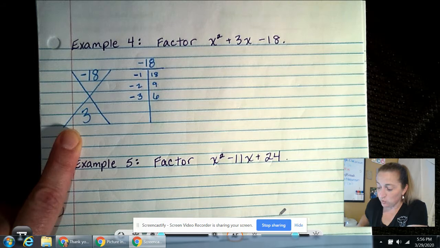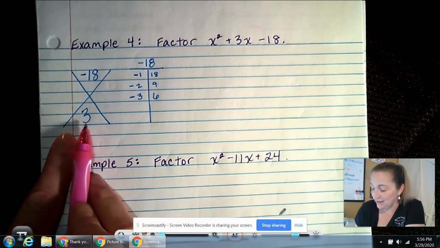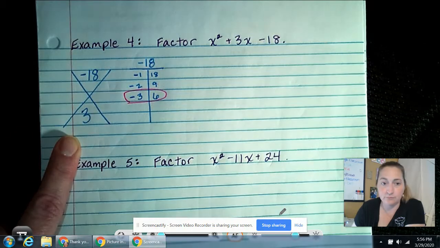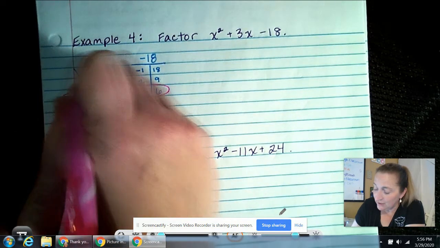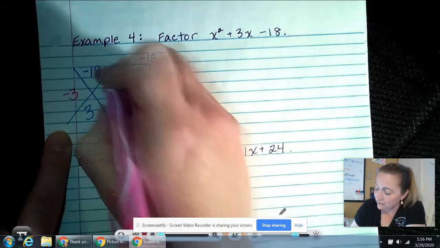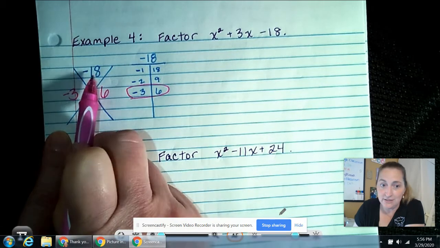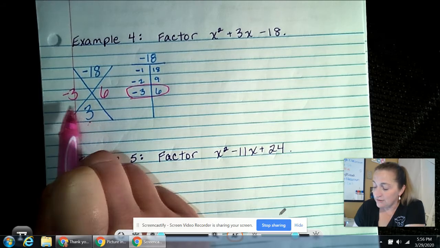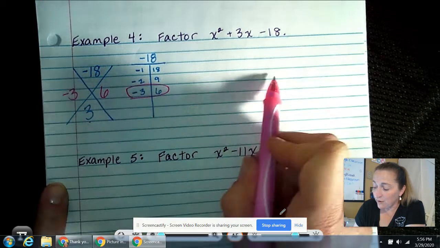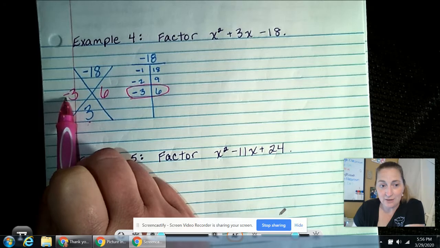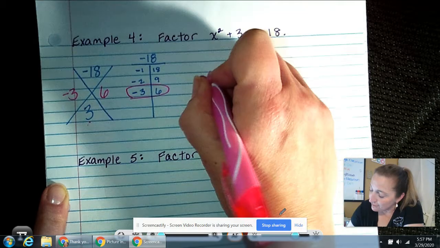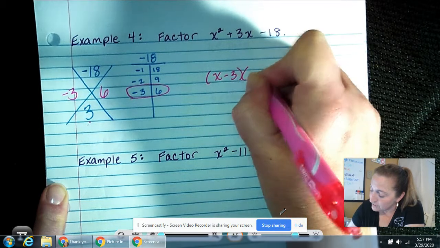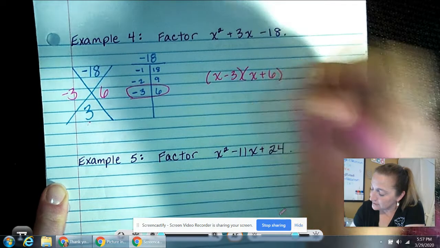So I have to ask myself, which ones would I add together and get negative 3? So that's this combination right here. Negative 3 times 6 is negative 18. Negative 3 plus 6 is 3. So the only difference now with how I write my form is just don't forget that sign right there. That's a negative 3, so my factored form is going to be x minus 3 times x plus 6.